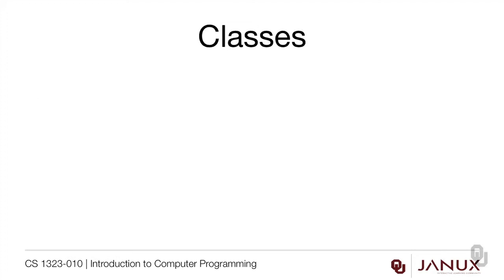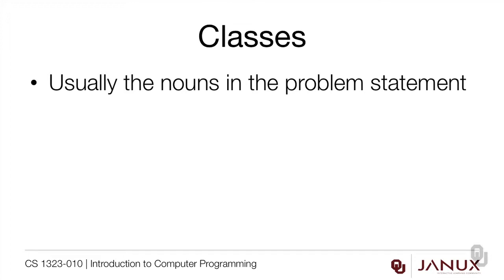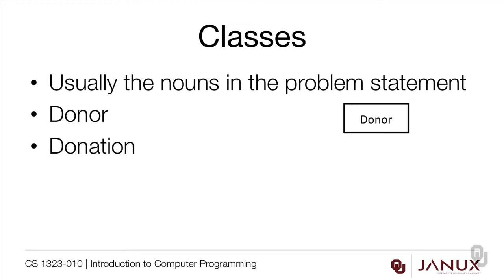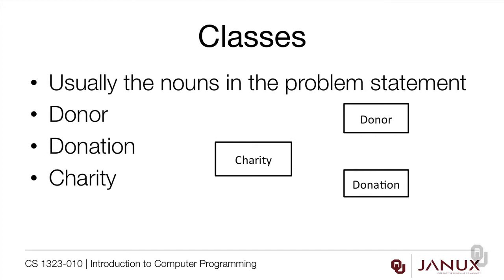So let's think about what some of our classes should be. Well, the classes are usually the nouns in the problem statement. Donor, donation, charity. So right there we have some of the classes that are going to be involved. Now we actually don't have all the classes that we'll eventually have, and that's fine. This is a great place to start.